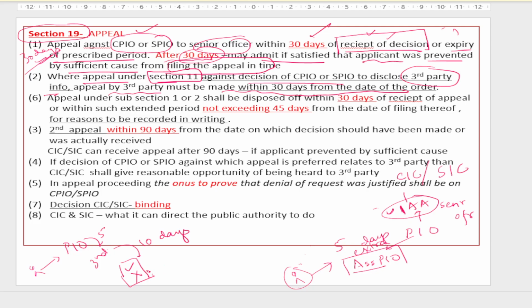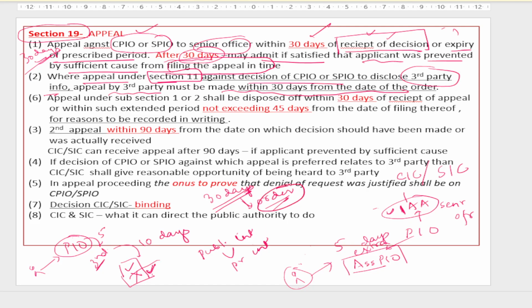Now suppose the third party says, please don't disclose the information. But the PIO decides to disclose the information because the PIO thinks that the public interest outweighs the harm to protected interest. Now the third party can appeal against this decision of the PIO within a period of 30 days from the date of passage of the order by the PIO giving the decision.